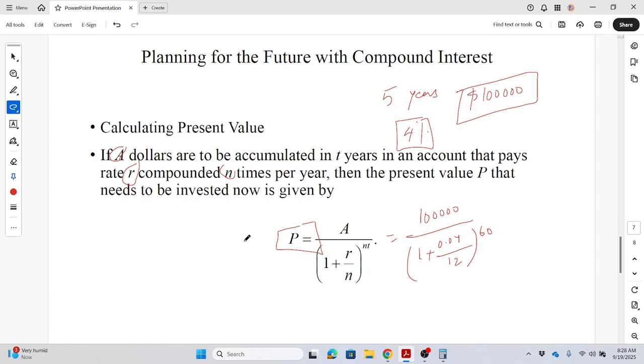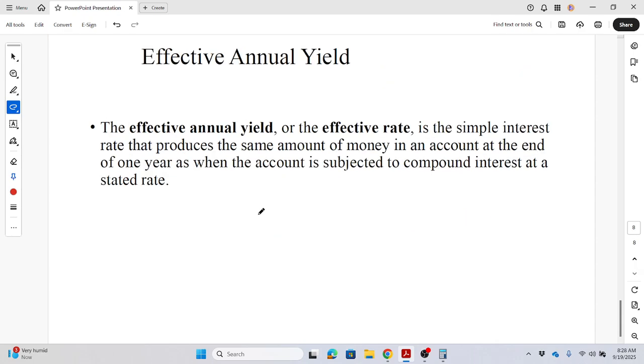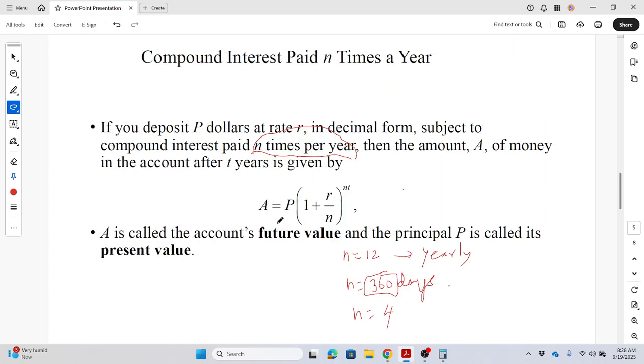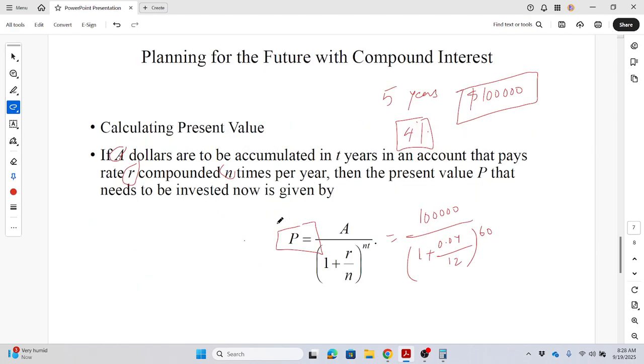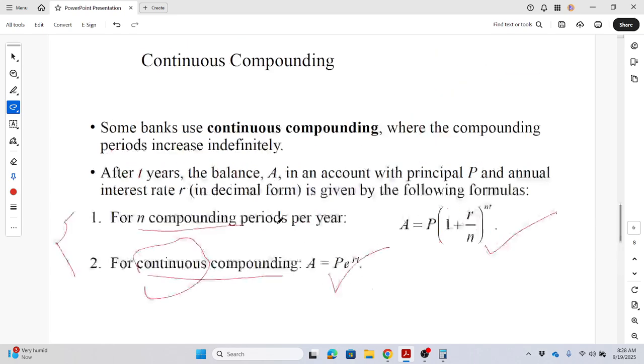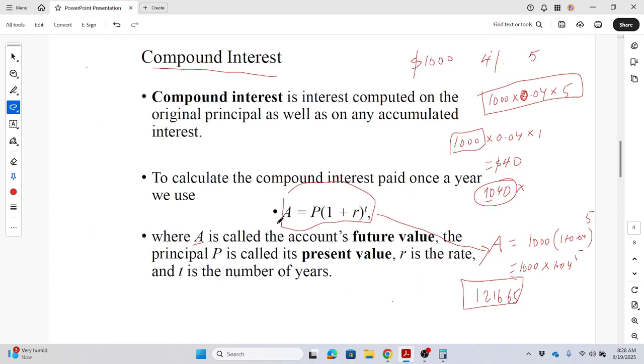Okay, that's called principal, present value. Now this is very, very useful: effective annual yield. Let's say you invest some money today. For example, if you go back to this example we were doing, what is that? This one.